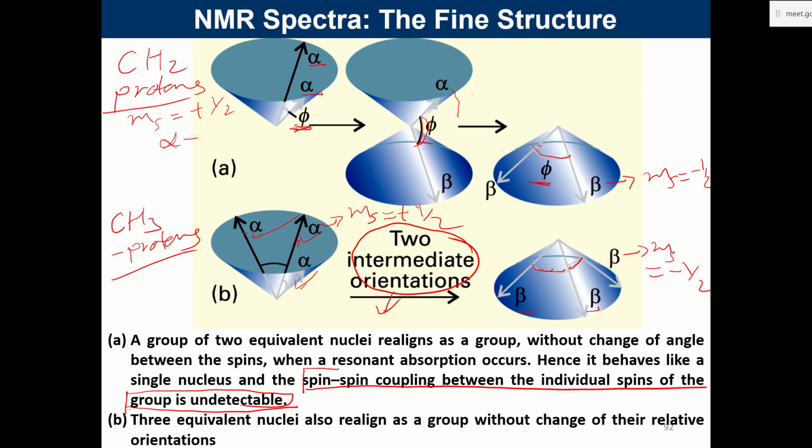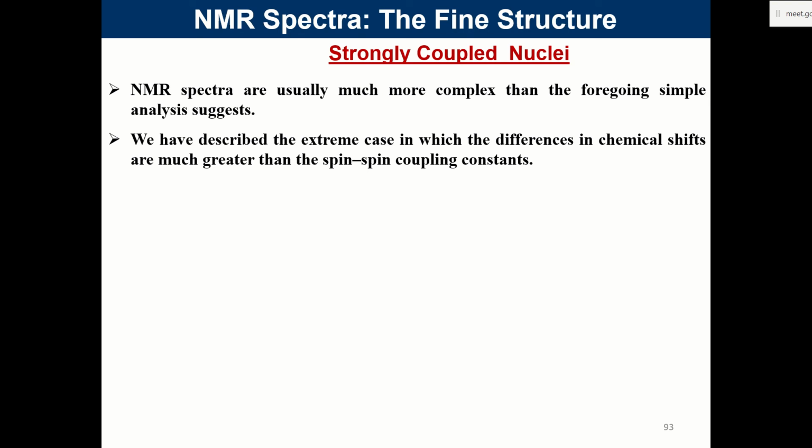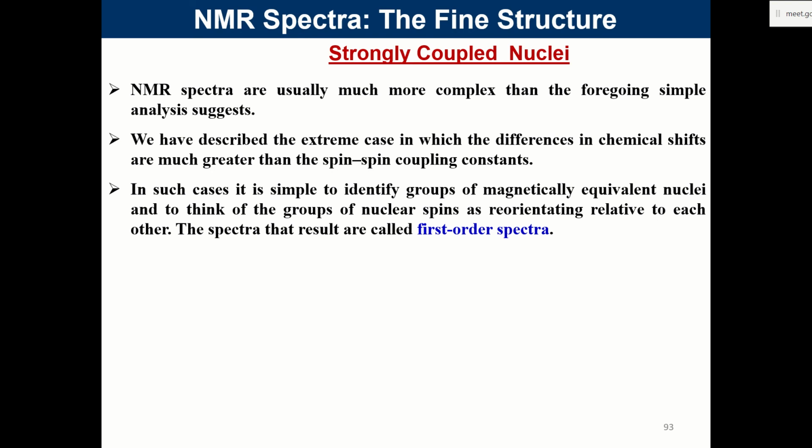We have discussed the AX system. We can also have some discussion on the AB type system, but we'll keep it brief. So, strongly coupled nuclei, that is AB type. NMR signals become more complex if the two interacting nuclei are AB type, that is, they appear very close to each other on the chemical shift scale, and the spin coupling constant is much greater in comparison to the difference between the chemical shifts. This kind of situation is very tricky. It complicates things, and the interpretation of the spectrum is difficult in such cases.